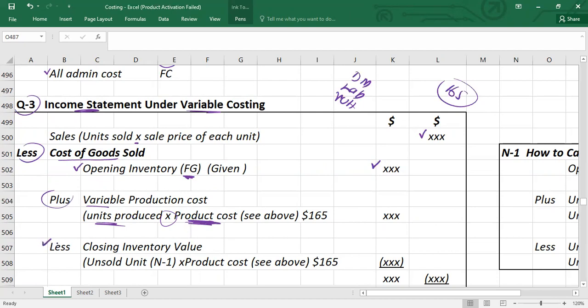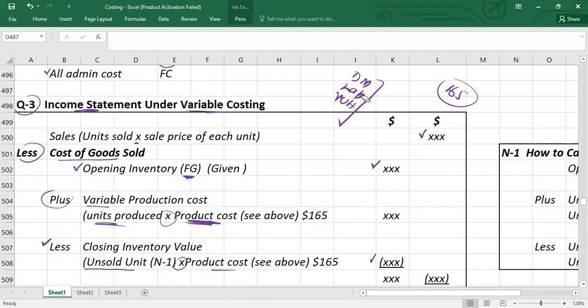Okay, less what? You have to subtract, guys, closing inventory. Closing inventory is the value of unsold inventory. And guys, please remember that under variable costing, of course, closing inventories are valued at product cost, and product cost includes again these three costs: direct material, direct labor, and variable overhead. And how will you calculate the closing inventory? You need unsold units times product cost, which you have calculated above. This is how you will get the value of closing inventory.